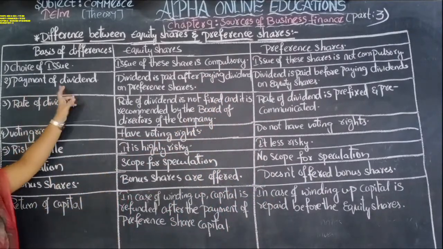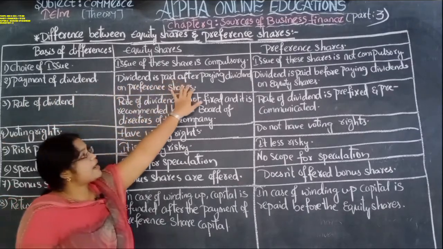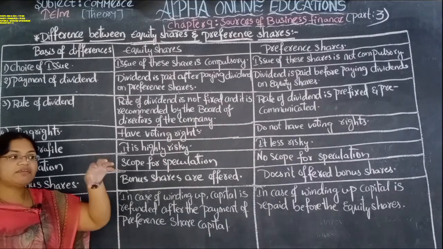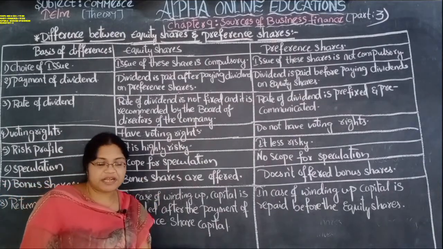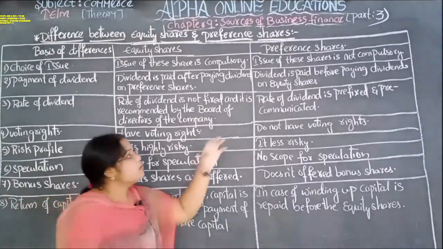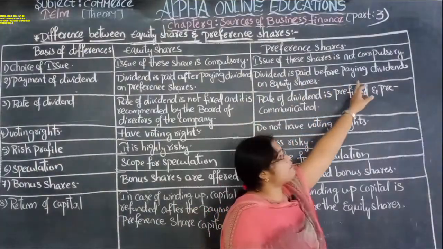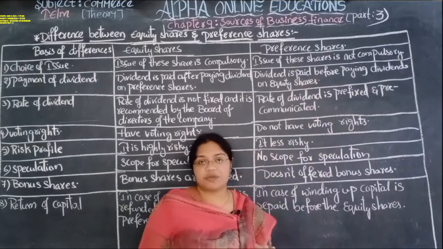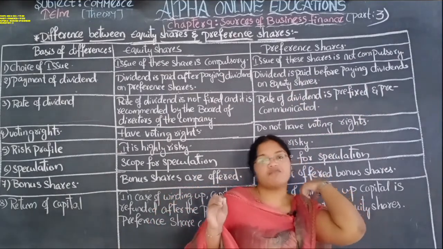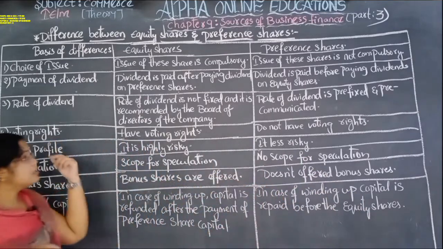Next, payment of dividend. The equity shareholders will receive the dividend after the preference shareholders have received theirs. The dividend is paid to preference shareholders before equity shareholders. First the preference shareholders will receive the dividend, after that the equity shareholders will receive the dividend.